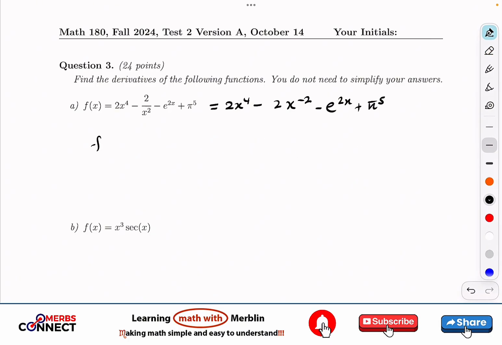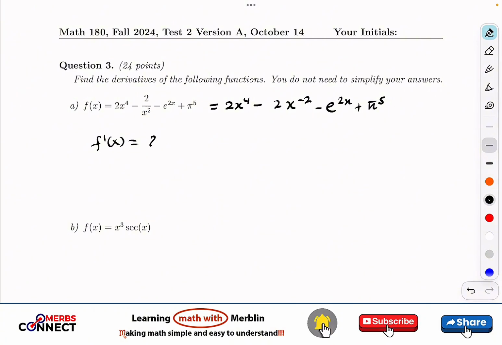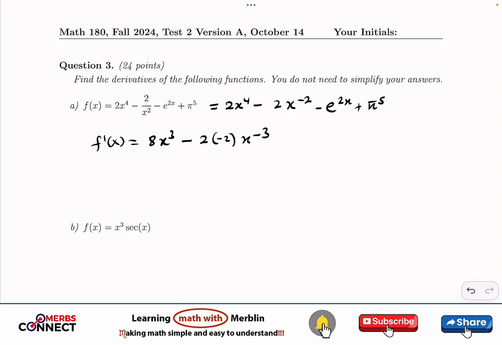So now let's find f prime of x. Let's use the power rule here. This is going to give us 8x to the power 3 minus 2 times minus 2x to the power minus 3. So what did I do here? 4 drops down, multiply this, subtract 1. I have my 2 here, I drop the minus 2, which is here, then I subtract 1. So I'm going to get this.